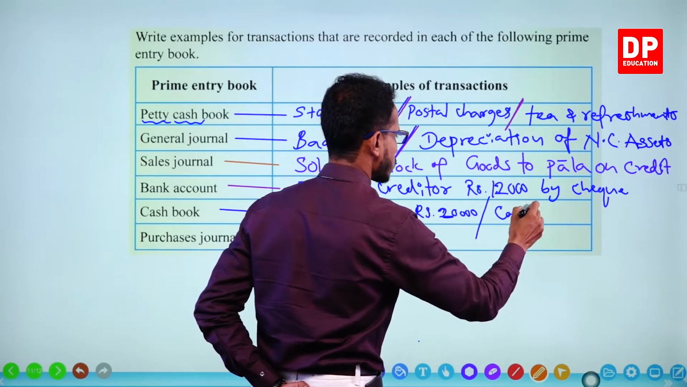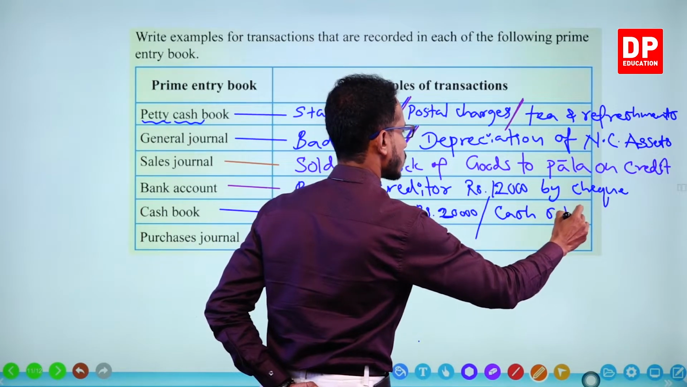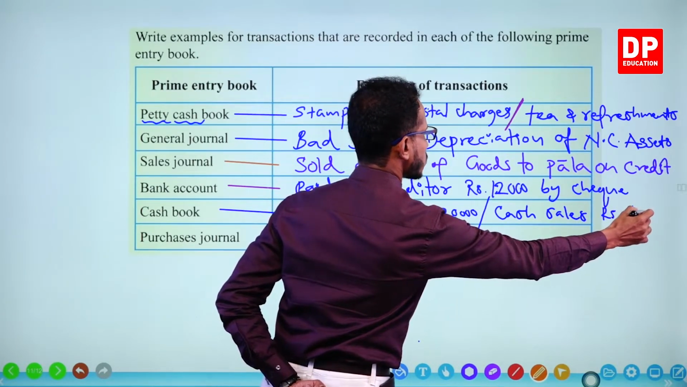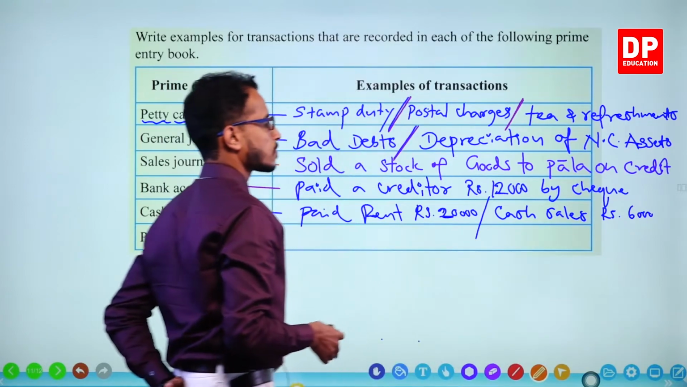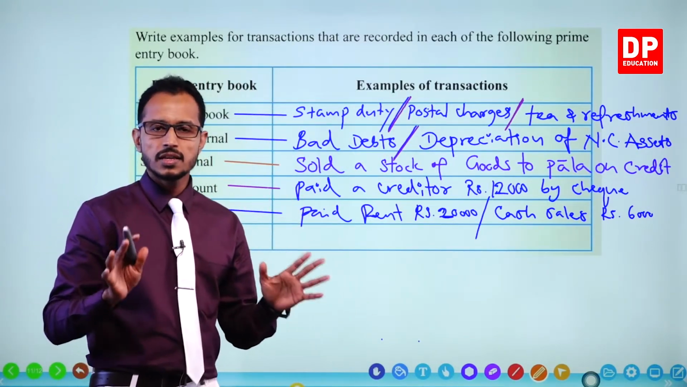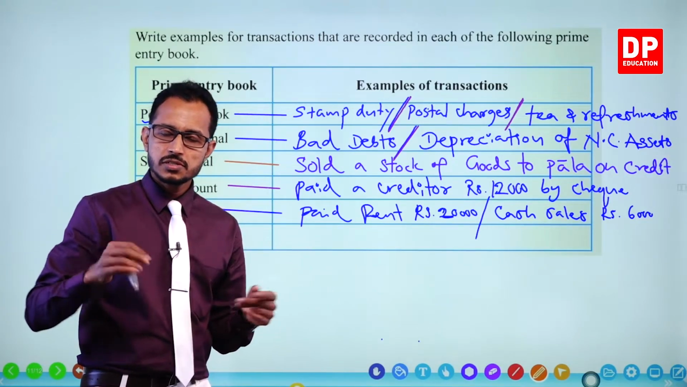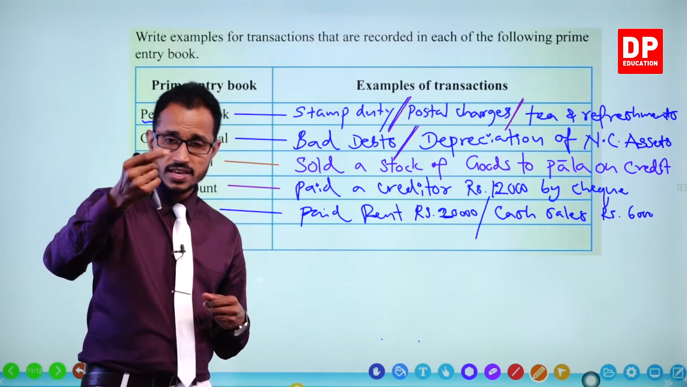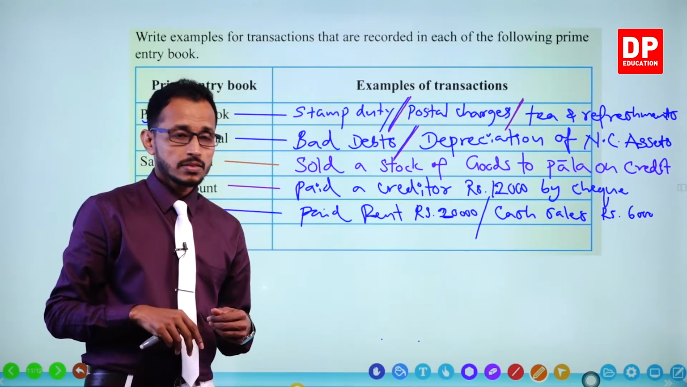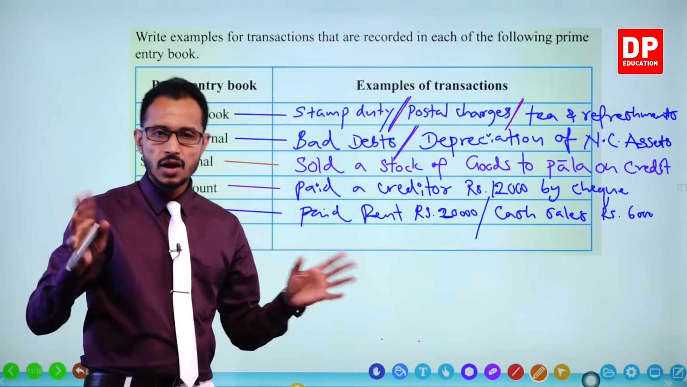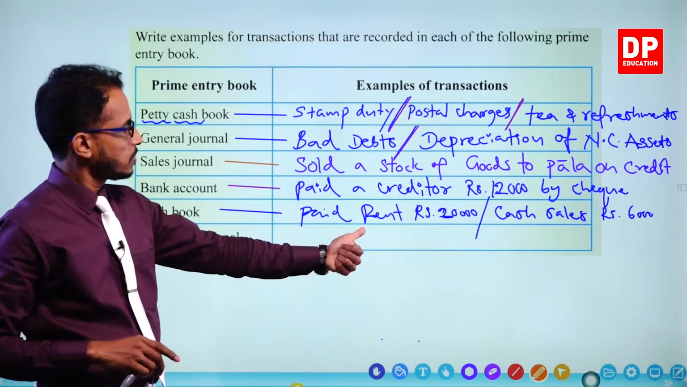Cash sales, rupees 6,000. Any transaction which is done then and there, any transaction if you have paid then and there, or if you have received cash then and there, that's a cash transaction. All right, are we done? No, we have one.